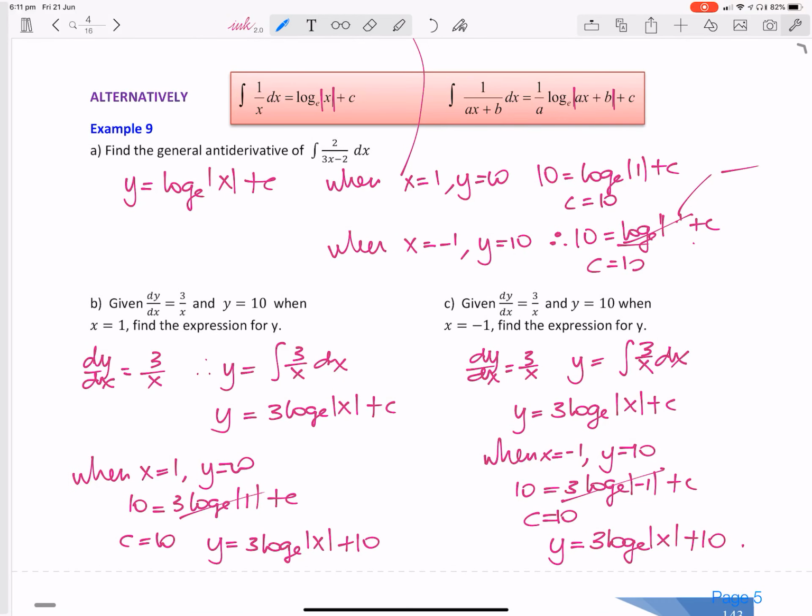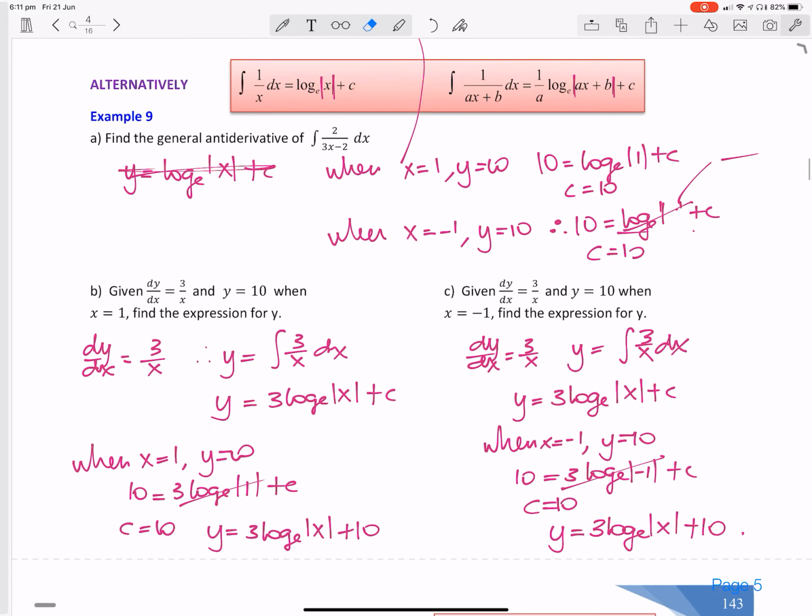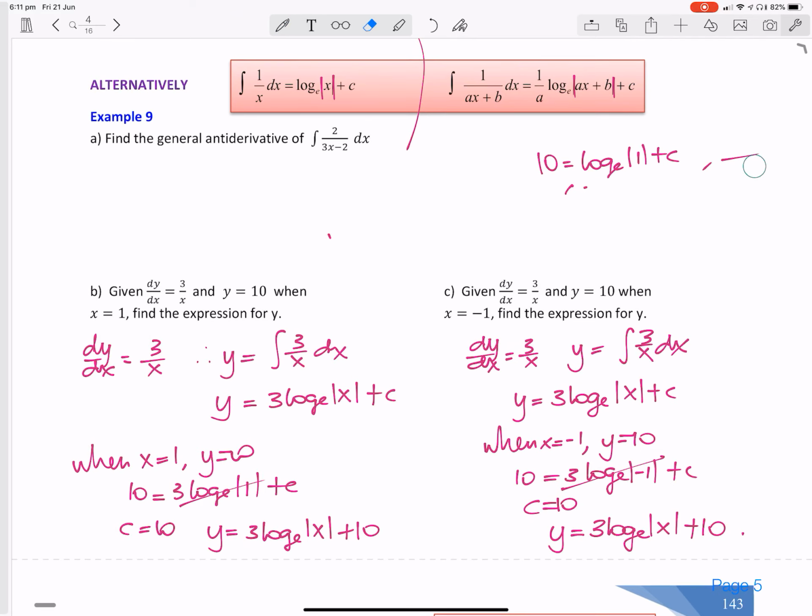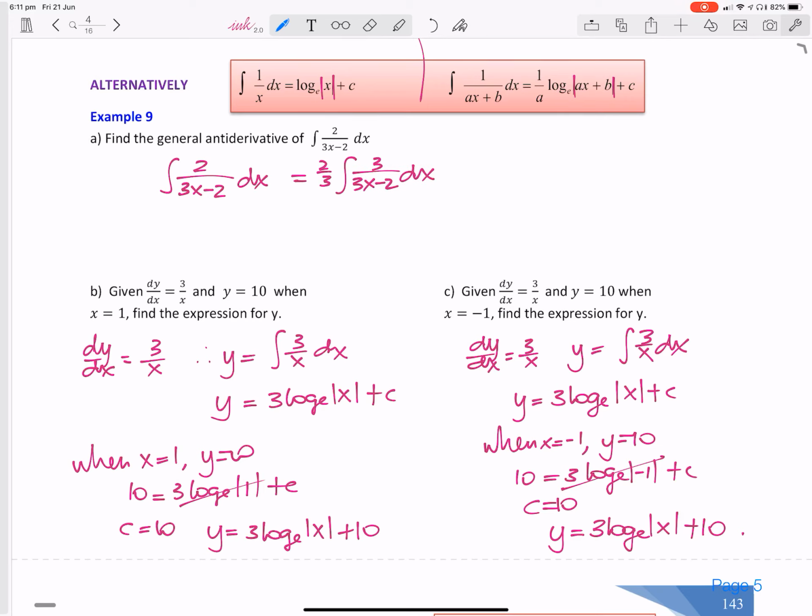Like, it makes sense if when we get this function here, if I anti-diff it, it makes sense to have the solution, the integral of 2 on 3x minus 2 dx is equal to 2/3 the integral of 3 on 3x minus 2 dx. We know that we can say that that's 2/3 log e mod 3x minus 2 plus c.